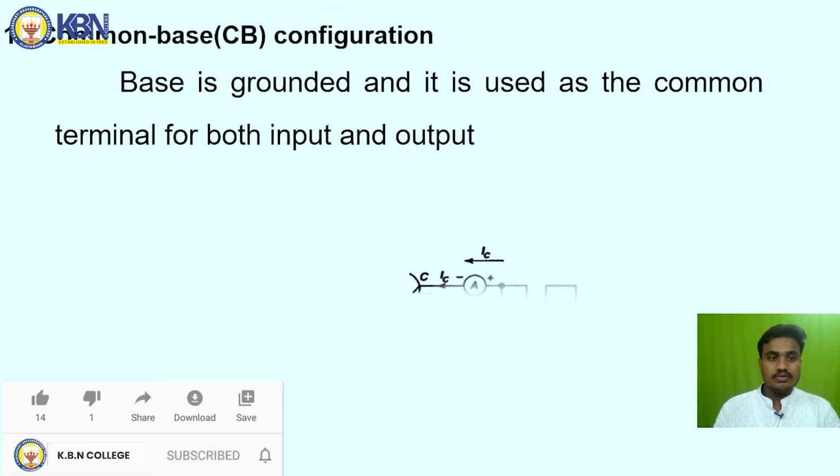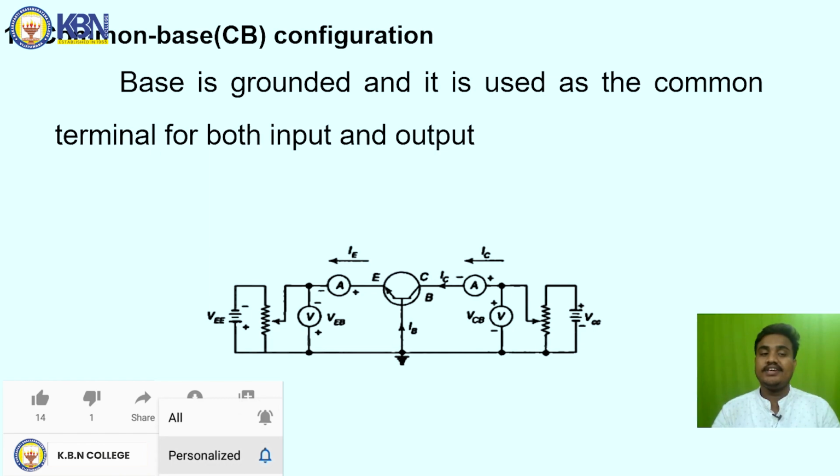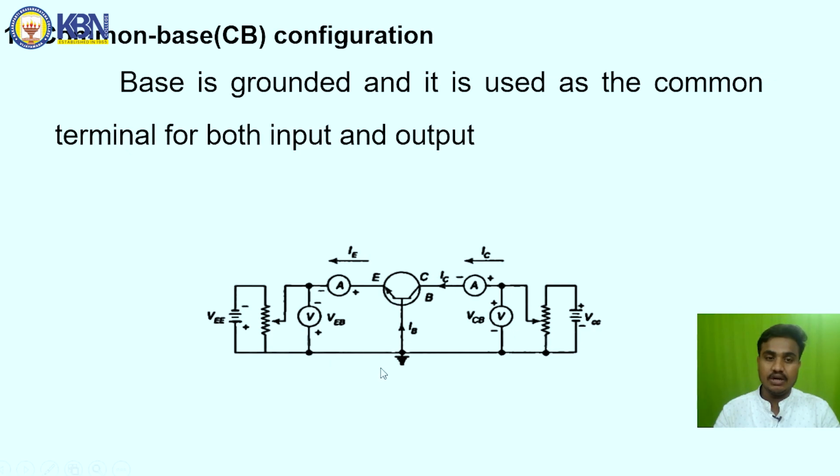Now coming to the first one, common base configuration. Here the base is grounded, which means the base is used for both terminals, that is, both input and output terminals. Here you can see that the base is grounded, and the base terminal is used for the input as well as the output purpose.